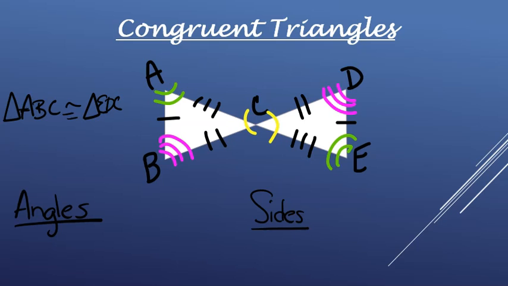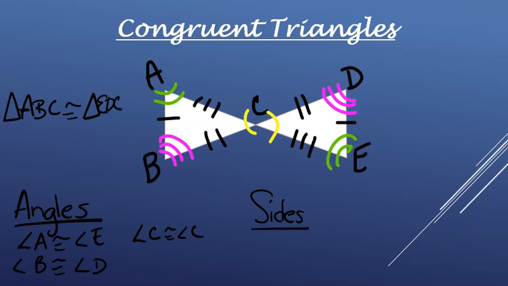From here, you should be able to list out the angles and in which order they're in. You can notice that angle A is congruent to angle E. Angle B is congruent to angle D. And angle C is congruent to angle C.